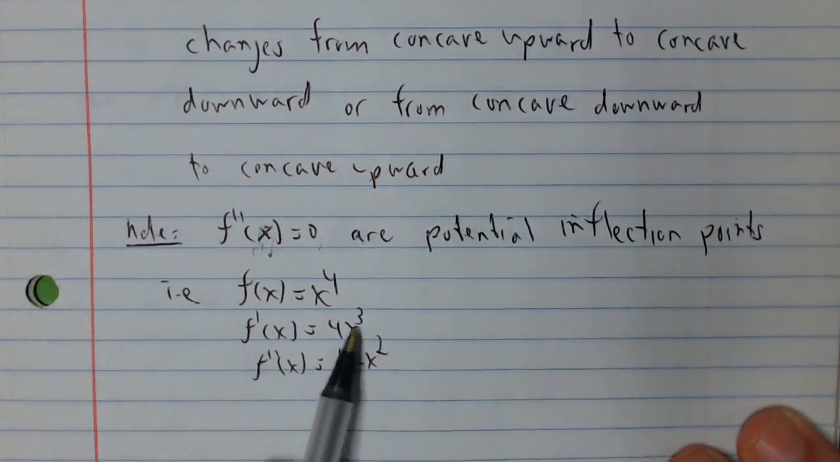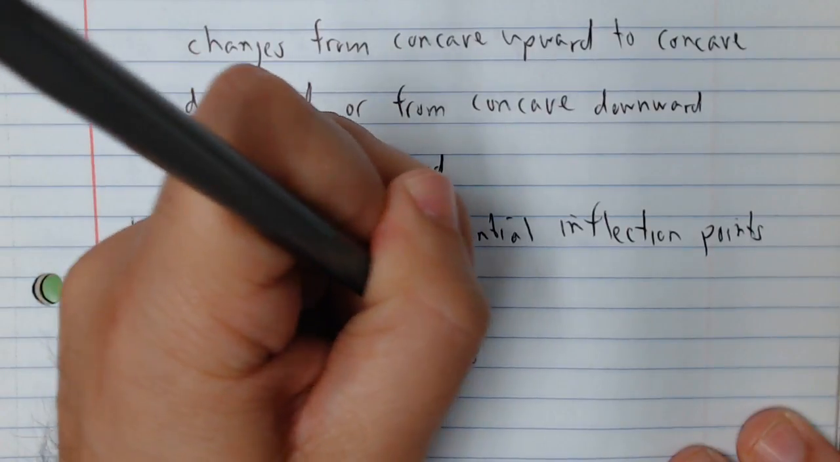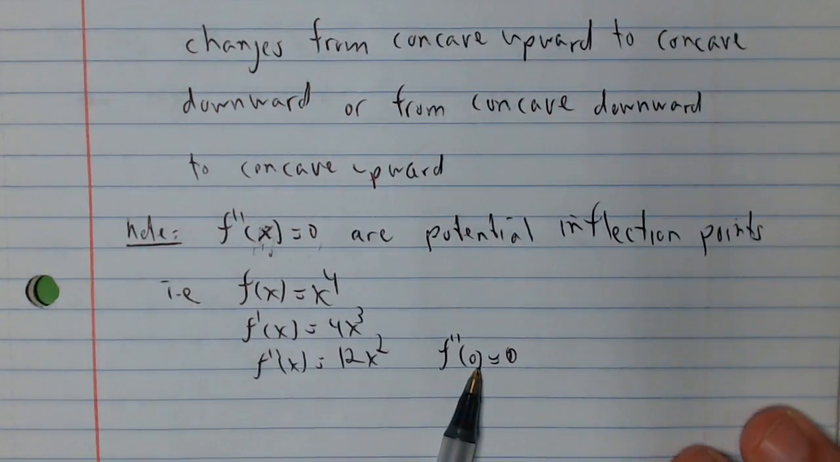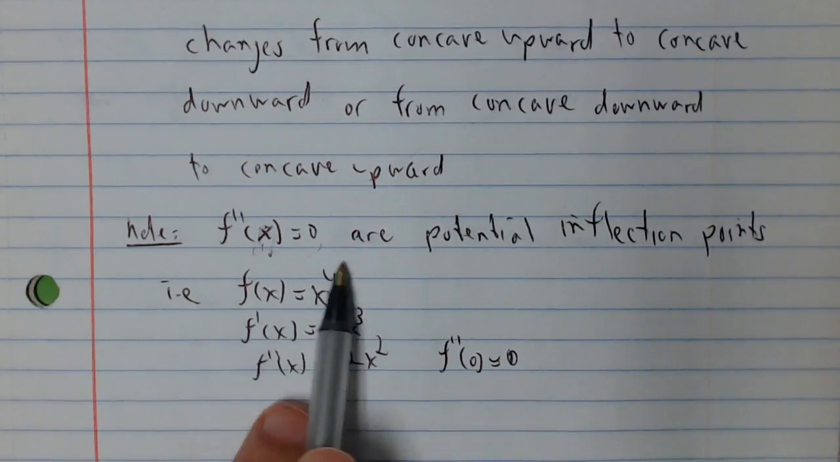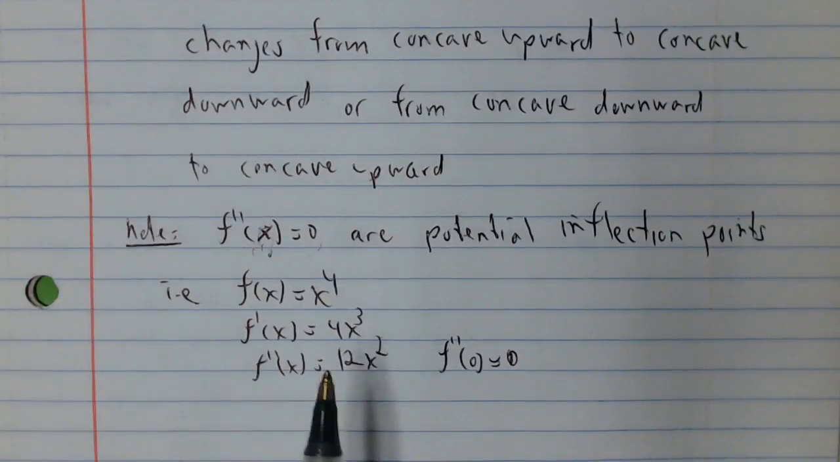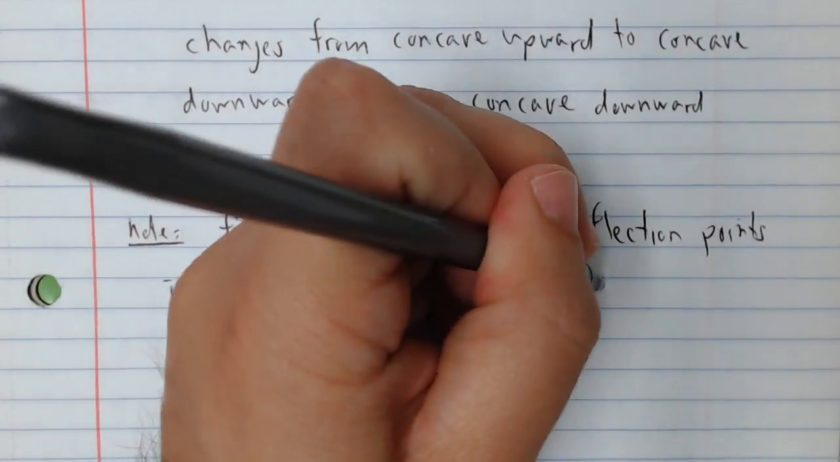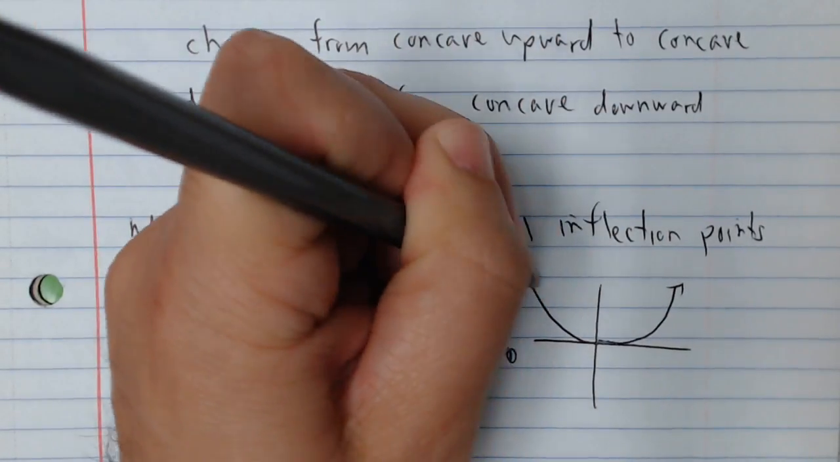And what do you notice? At x equals 0, my second derivative is 0. Notice how f double prime of 0 equals 0. So at x equals 0, am I guaranteed to have an inflection point? The answer is no, because if you know the graph of x to the fourth, and remember, this second derivative is giving me information about x to the fourth, if I were to graph x to the fourth, doesn't it look something like this?